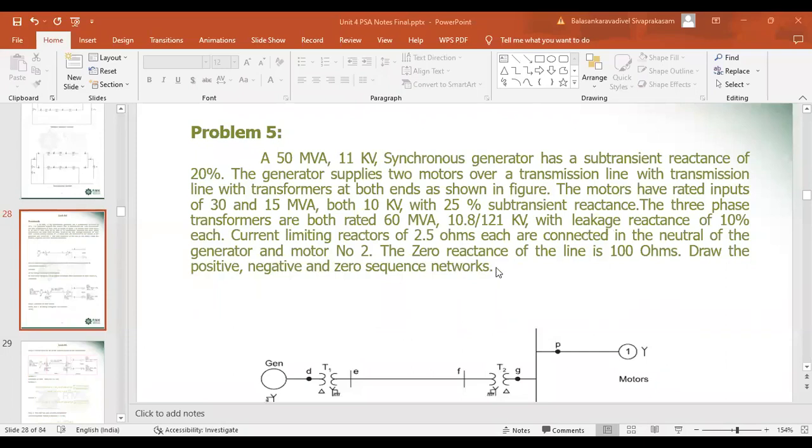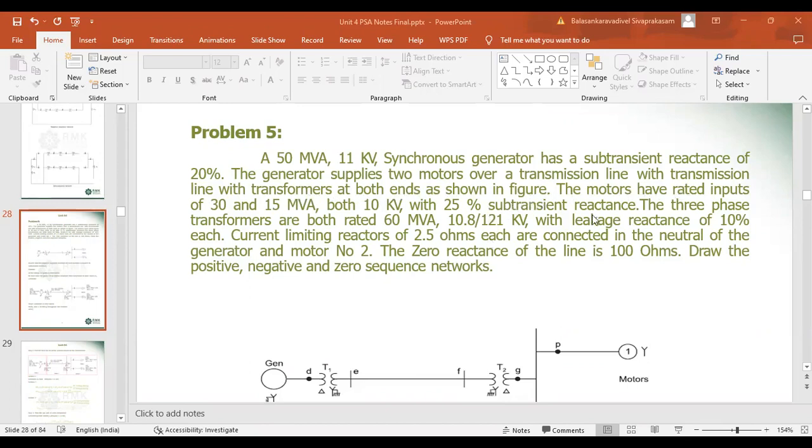Today in PSA 4th unit, let us see the problem in sequence networks. A 50 MVA 11 kV synchronous generator has a subtransient reactance of 20%. The generator supplies two motors over a transmission line, with transformers at both ends as shown in the figure.